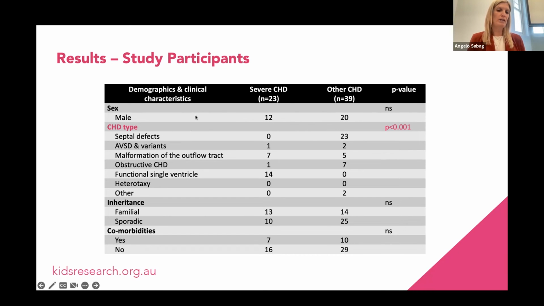However, there was an obvious difference in terms of their CHD type, with those having more severe disease having more patients with functional single ventricle, which is probably the most significant heart defect you can have. And we obviously purposely selected for that. Conversely, those patients in the other group had significantly more with simple heart defects, such as a hole in the heart and septal defects.